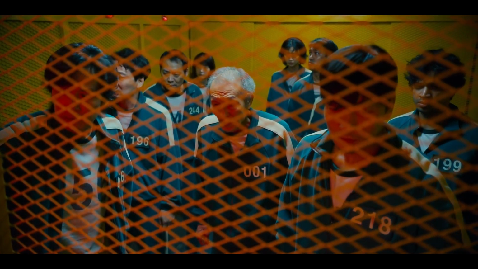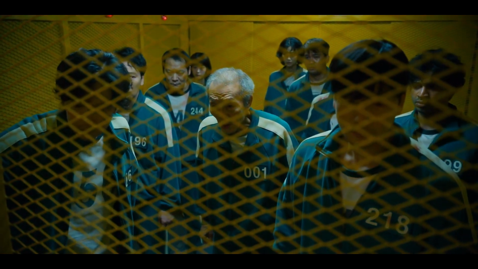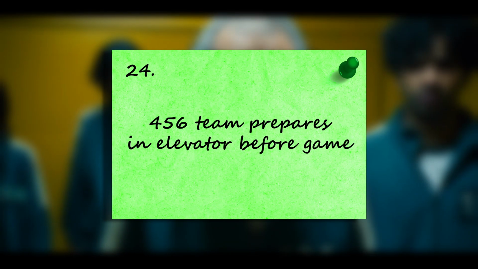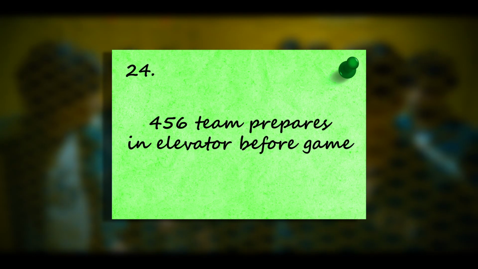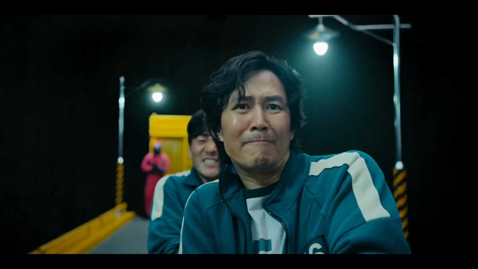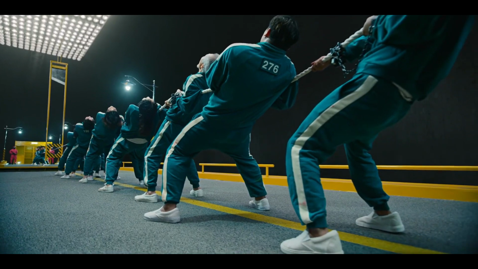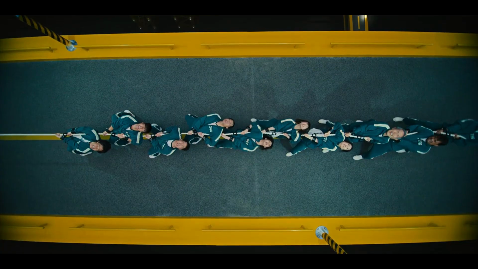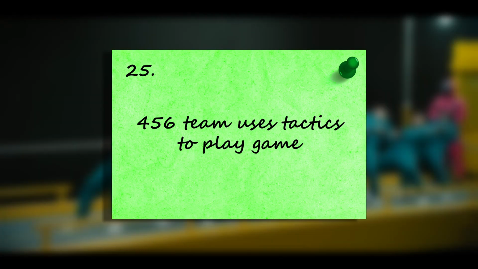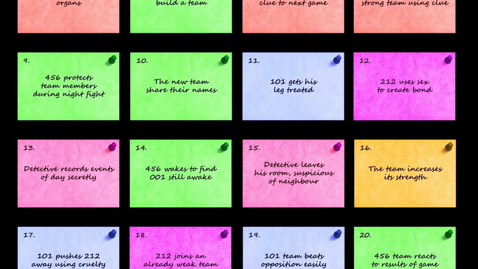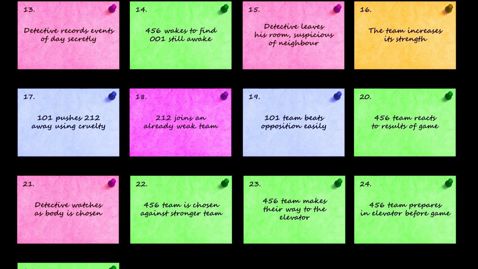Number 24, we're back with the green team once again. And we're going to call this one Team Prepares in Elevator Before Game. And then finally, we're in scene 25 of this episode, the last scene, and it's green again. And this description is going to be 456 team use tactics to play game. So, you have your beautiful piece of colourful artwork showing your entire story.